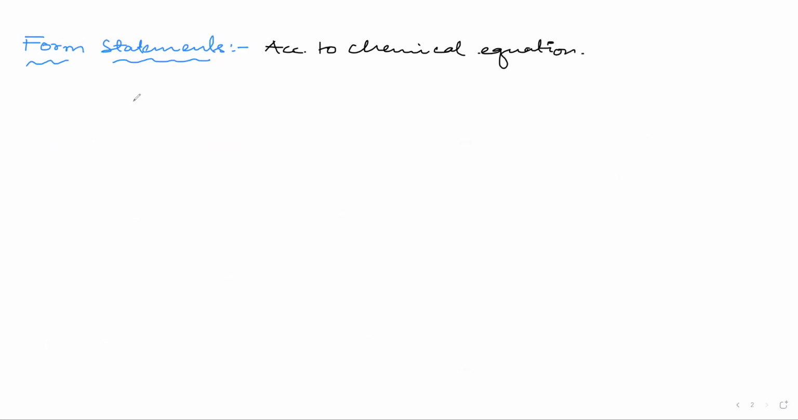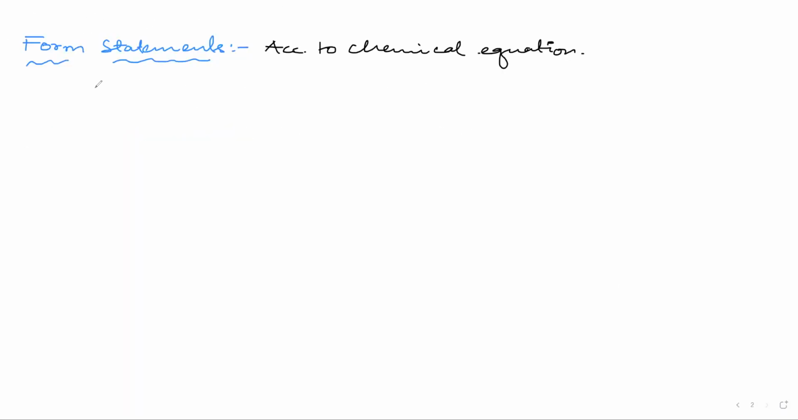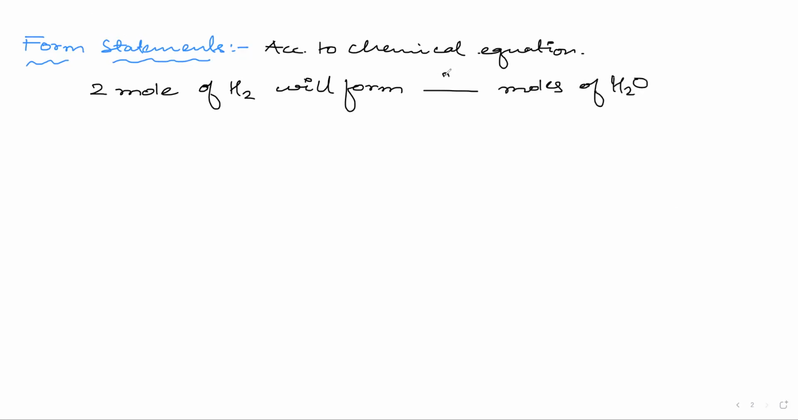According to the chemical equation, we will start with the limiting reagent. We have limiting reagent what? H2, na? H2 is the limiting reagent, right? Now, according to the chemical equation, 2 moles of H2 will form dash moles of H2O. According to the equation, how many moles of H2O? 2 moles of H2O, right? So we have already 2 moles of H2 there, and how many moles of H2O will be formed? 2 moles. This is your answer.